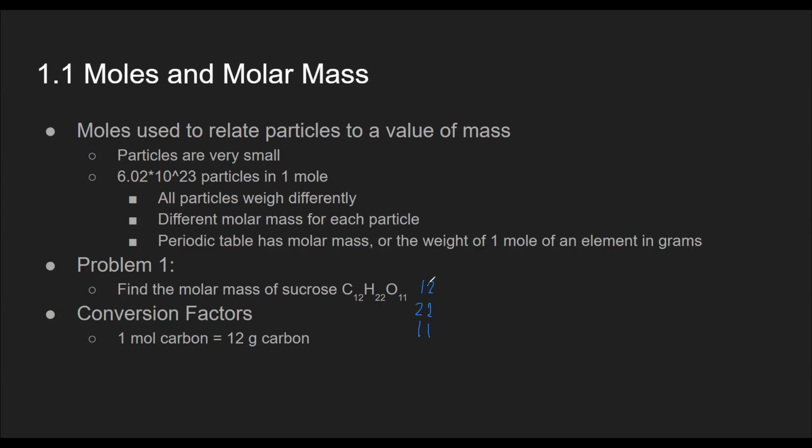The molar mass of carbon is 12. The molar mass of hydrogen is 1. And the molar mass of oxygen is 16. You then just multiply them. So 144, 22, and 176. And you just add them all up, and that gives you a total of 342.